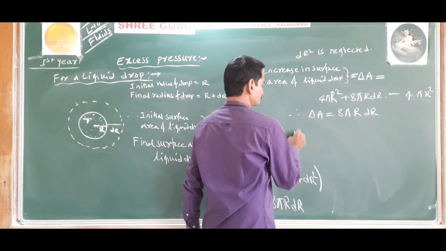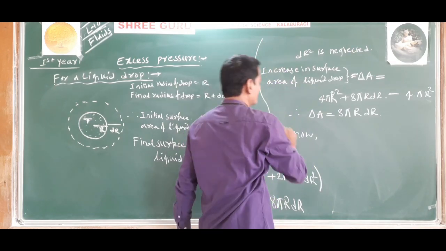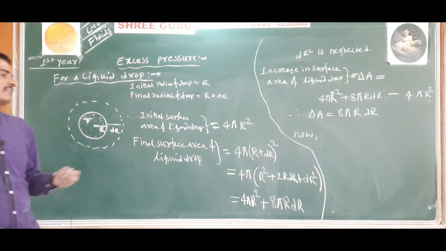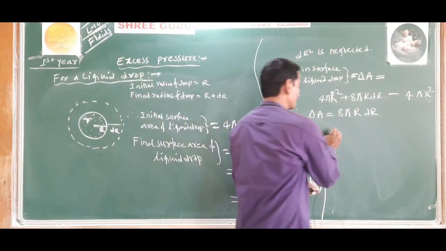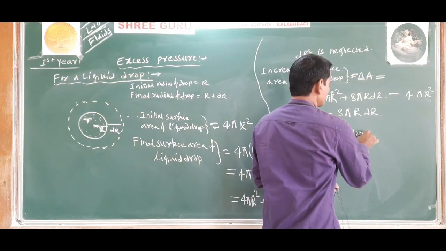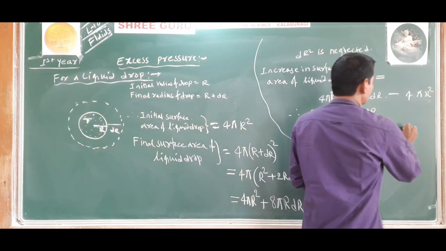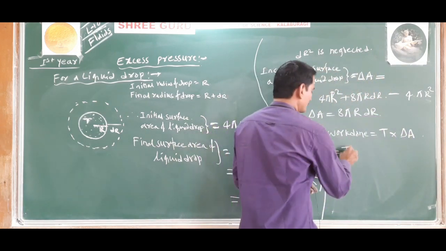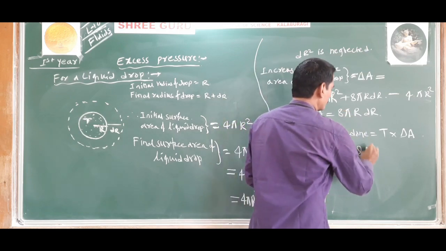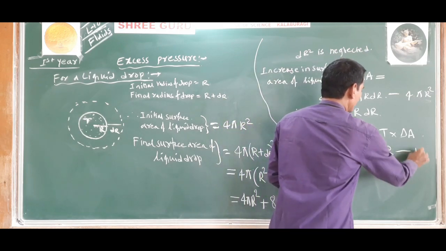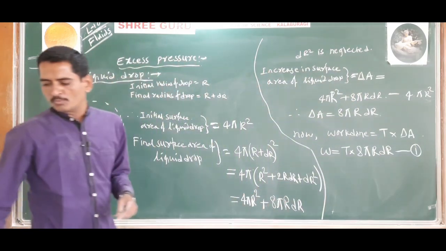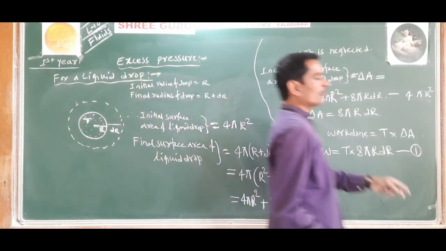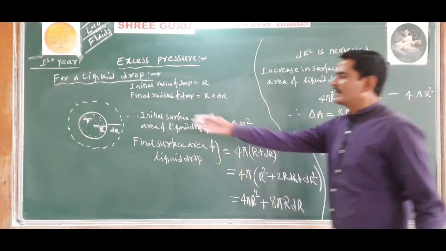Now the work done in increasing the area of the surface is given by, as we already know, work done equals surface tension into increase in surface area. Therefore W is equal to T into delta A, which is T into 8 pi r dr. Call this equation number 1. This is the work done by an external agent.